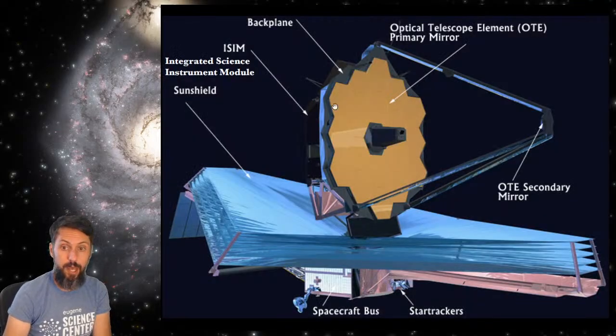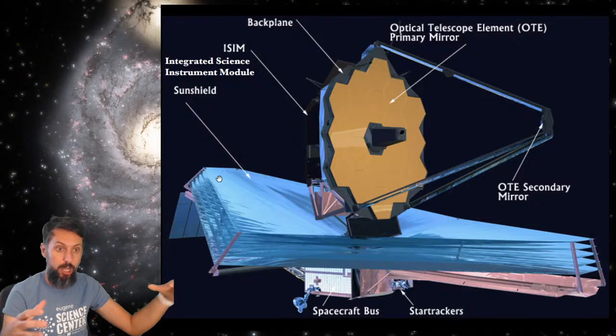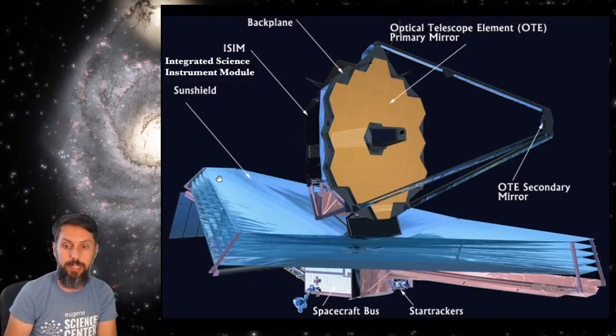Here are the parts of it. It's got light that comes in here, bounces off the primary mirror, off the secondary mirror, in through this little thing here to where the telescope instruments are, the ISIM, the Integrated Science Instrument Module. So NIRCam, the instrument I work on, is sitting in the back here. It also sits on this sun shield, which acts like a parasol to keep it cold, and I'll talk about that a little bit later.